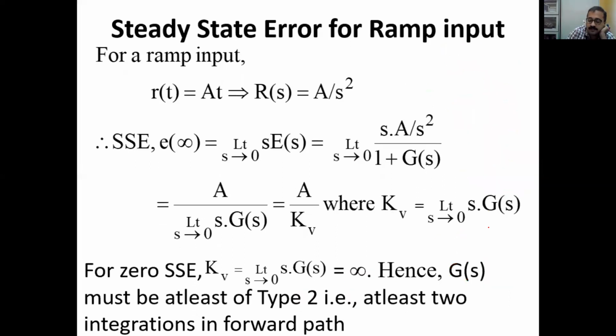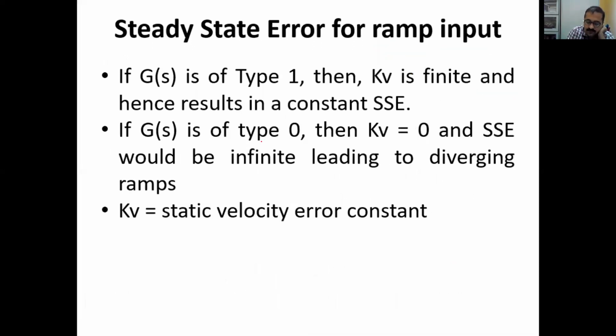Again, let us take one example. Same example. Say g of s is equal to 10 divided by s plus 1. So what will be Kv? Limit s tends to 0 of s into g of s. That means Kv will be equal to 0. So what will be the corresponding error? The corresponding error will be infinity. So if g of s is of type 0, then Kv equals 0 and the steady state error would be infinite, leading to diverging ramps.